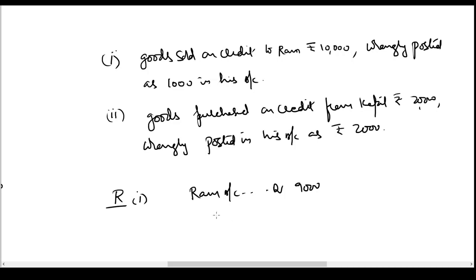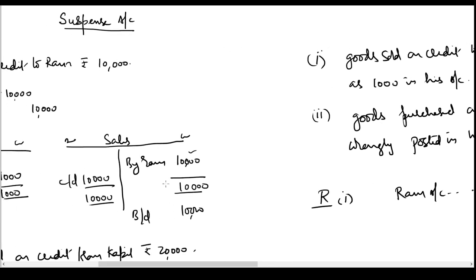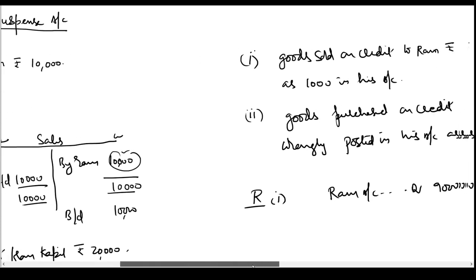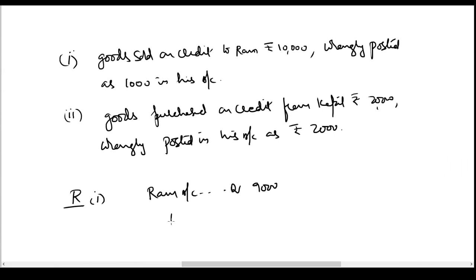Where should we give the credit? The credit has been given properly in the sales account. You cannot go and give credit again in the sales account. If you see, the sales account has been properly credited with 10,000. We cannot again go and give credit in the sales account. So the credit should be given to suspense account.